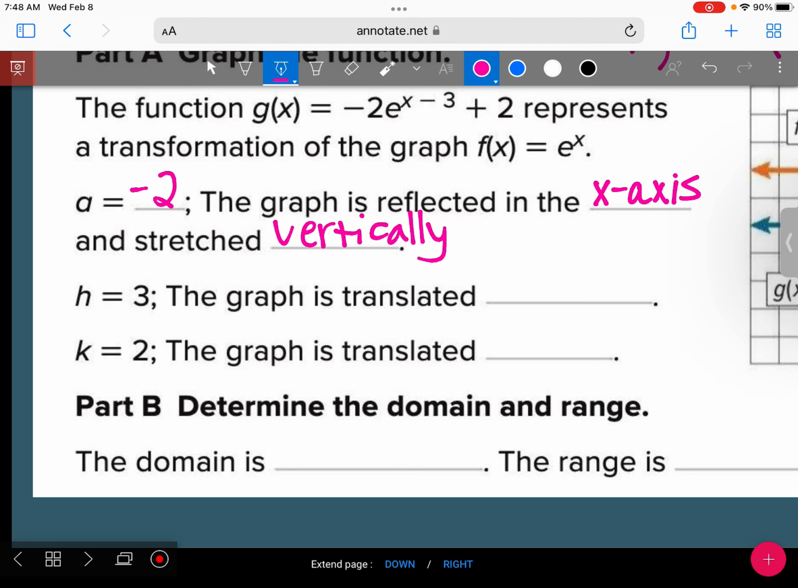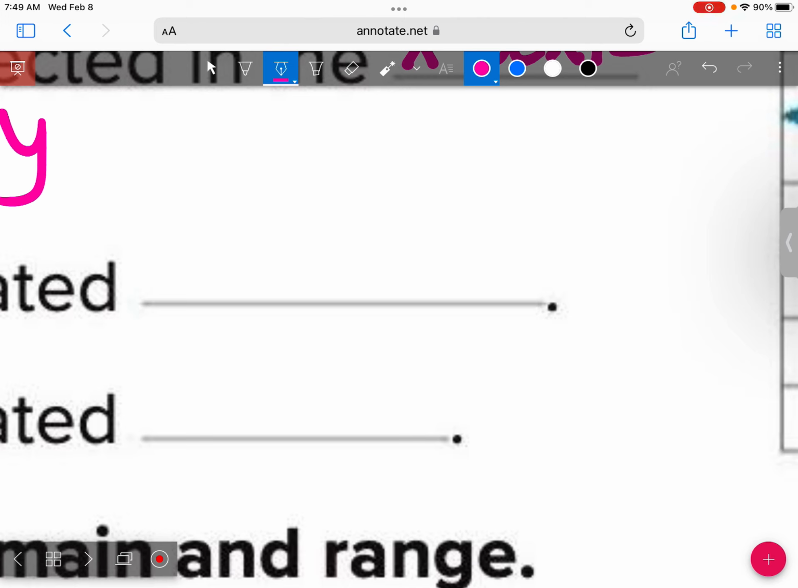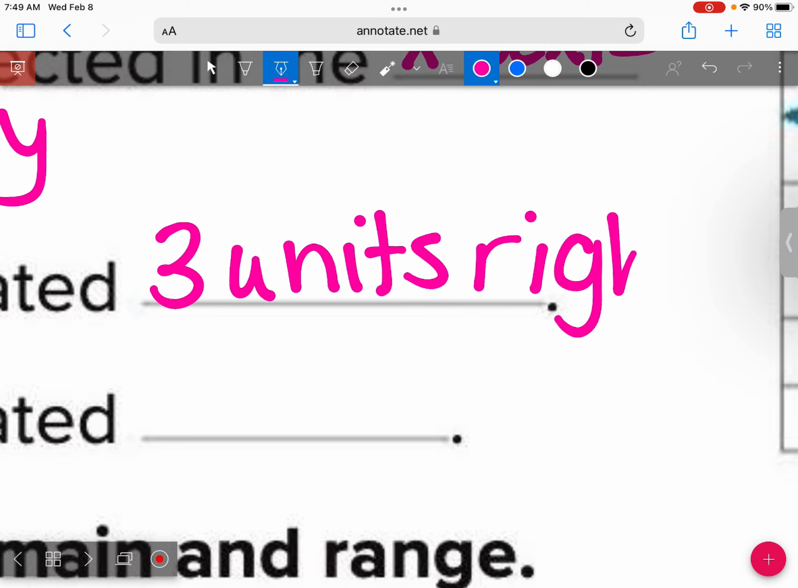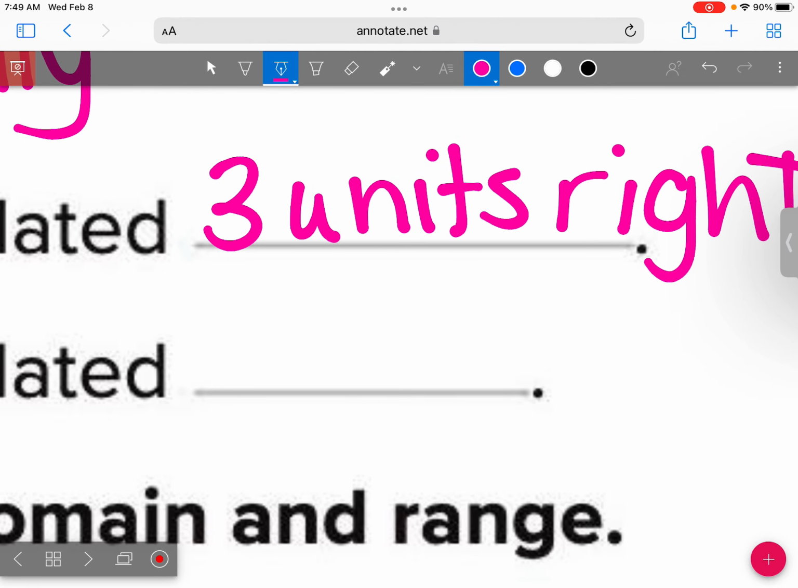All right. And they give us our h and our k, which is h is 3. Remember, because h is the opposite value. It's the opposite sign of the one we see in the equation. So the graph is translated how many units? 3 units to the right. And k is 2, so the graph is translated up 2 units.